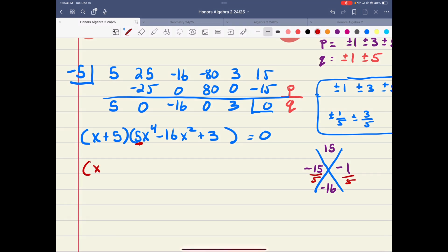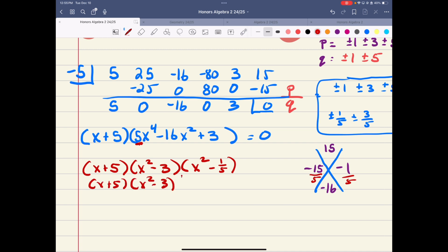So now my factors are x plus 5. Now I have to be careful. It's x to the 4th, so this is going to be x squared. Negative 15 divided by 5 is minus 3. Now I've got x squared minus 1/5. Well, remember when you have minus 1/5, remember what that looks like: the 5, the denominator, goes out in front of our variable, and then in this case minus 1, our numerator. So now that's equal to 0.